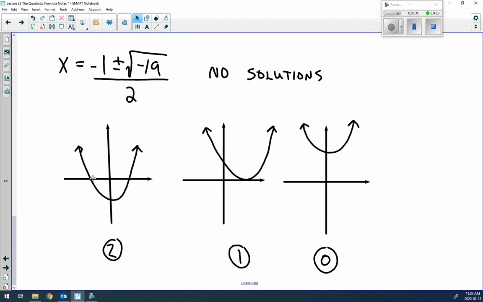We end up with 2 solutions. That was example number 1 on the previous page. The middle one here, it touches the x-axis, so there's actually only 1 answer, right? That would be if there's 0 underneath the radical symbol, root symbol, sorry. And the last one is it doesn't even go through the x-axis at all, and we have 0 x-intercepts. So there's the 3 possibilities.